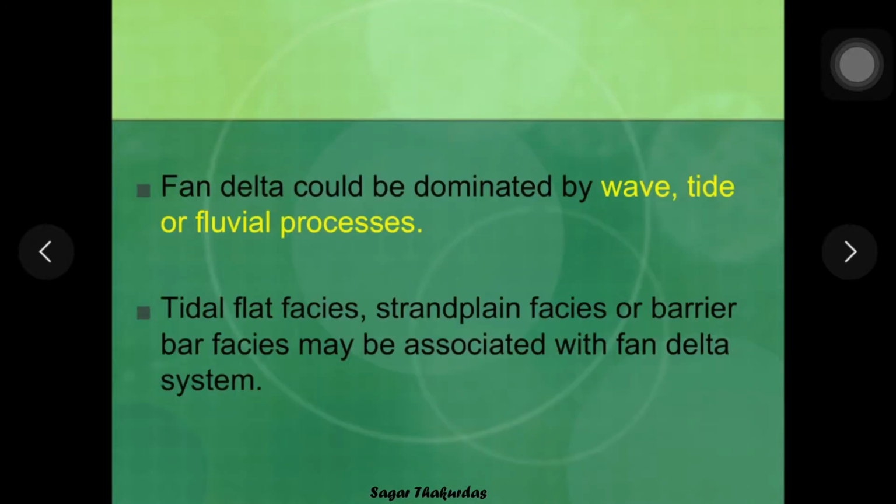So these fan deltas could also be associated with waves and tides apart from fluvial processes. So fan deltas could be wave dominated or tide dominated also, and that is the reason in the vicinity of these deltas you will find tidal flats or strand plains if the tidal range is high in that region, or you might get to see barrier bars or other features associated with wave dominated deltas. So fan deltas could be river dominated or wave dominated or tide dominated.